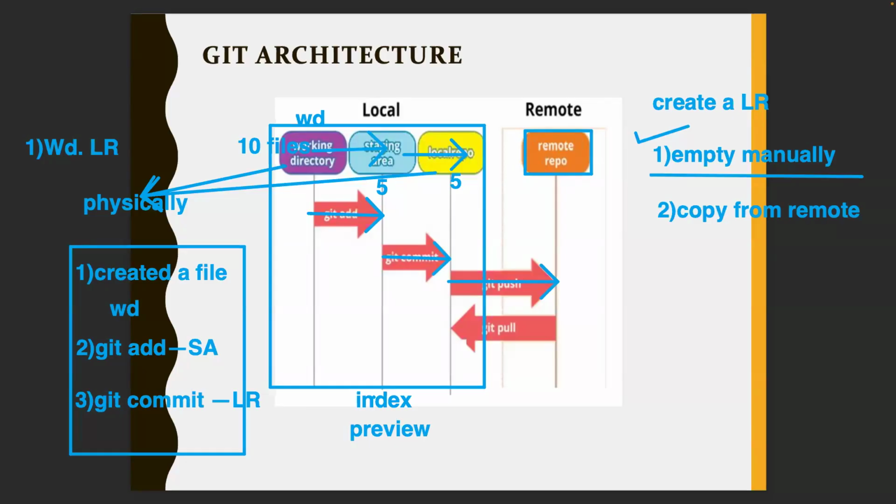These are the two ways you can create a local repository. If it's a new project starting from scratch, you create the repository manually, create an empty one, and make the changes there. If you have joined a running project where changes already exist, you copy from remote and create a local repository. Those are the two scenarios we'll cover in this course. So that is the architecture of Git.